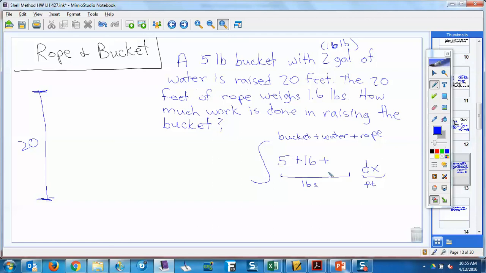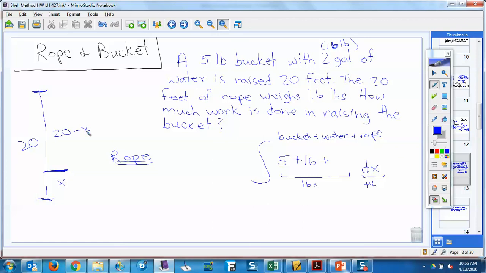Yes. So we need to get the rope's weight relative to the distance that it's been pulled up. In other words, there's going to be an x in it. X is the distance it's been pulled up. Okay? So when we've pulled the bucket up to here, this is going to be x right here. And this is going to be 20 minus x right here. Does that make sense? X in this problem is how far the bucket has been pulled up. So when the bucket's at the bottom, x needs to be 0. Okay?